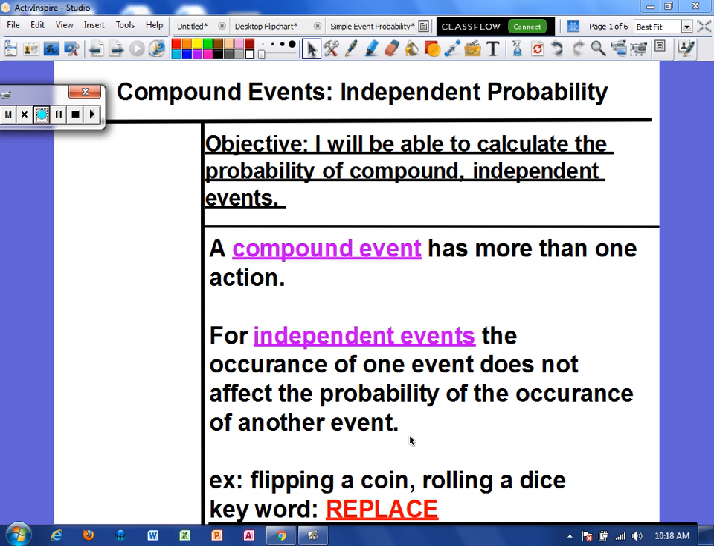Now, if you are doing something like drawing something out of a bag, so your action has to do with the same object each time, the key word is replacement. Okay, so if your total is staying the same, your probability is not affected. And you'll see what I mean by that in a moment.